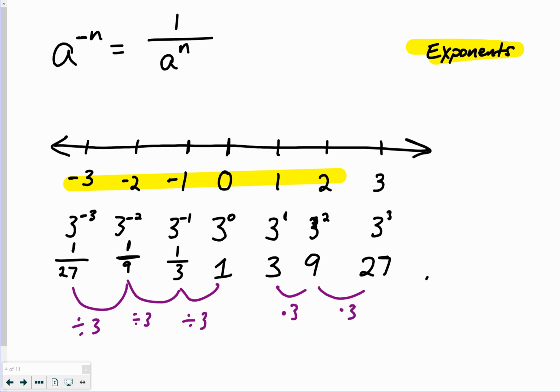Okay, you guys understand more about exponents than most adults do now. All right, so that's awesome. Good job.